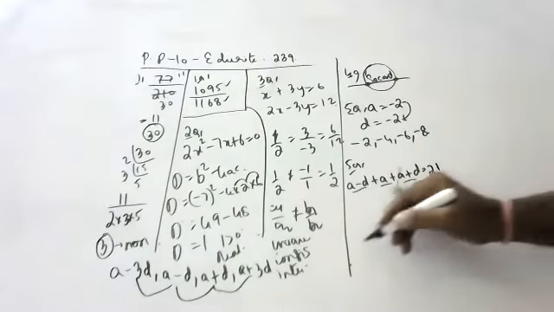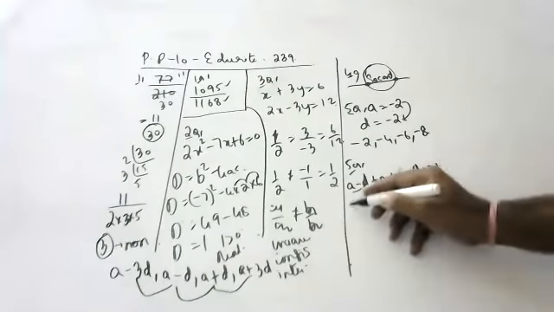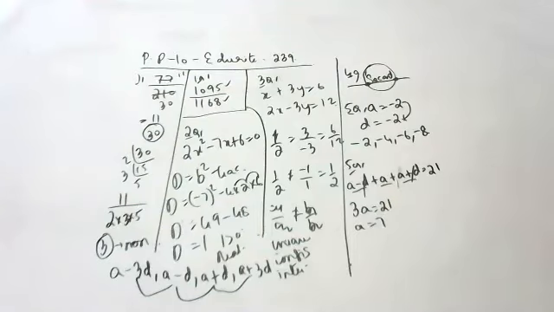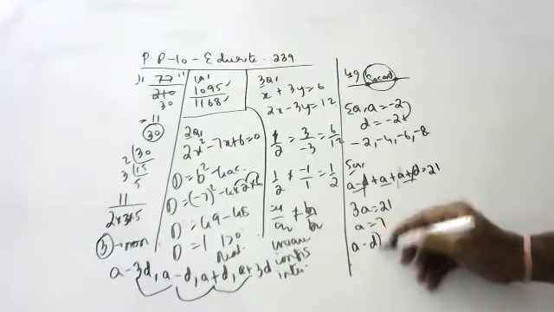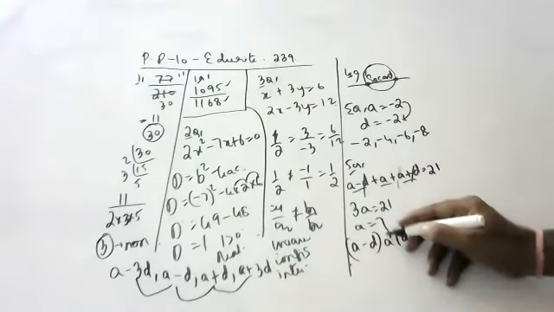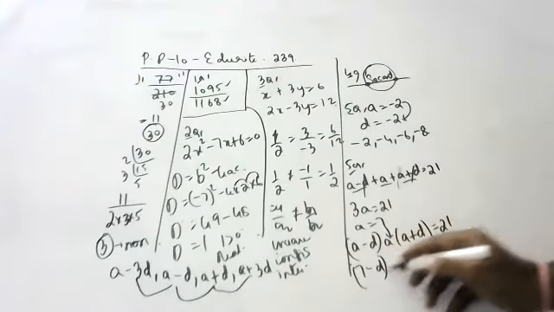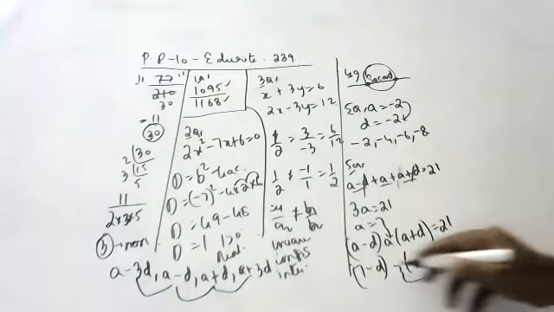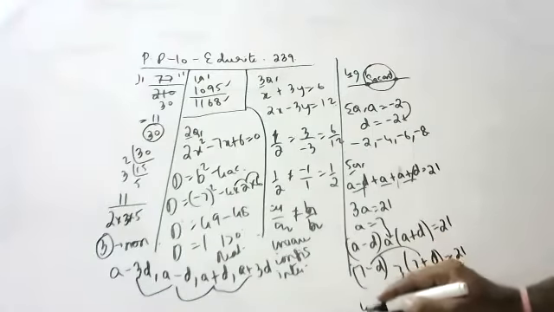Three numbers means a minus d, a, a plus d. Minus d plus d cancel, so 3a is equal to 21, and a is equal to 7. Their product is 231. So 7 minus d into 7 plus d, into 7, is 231. This is a minus b, a plus b form, so 7 square minus d square.